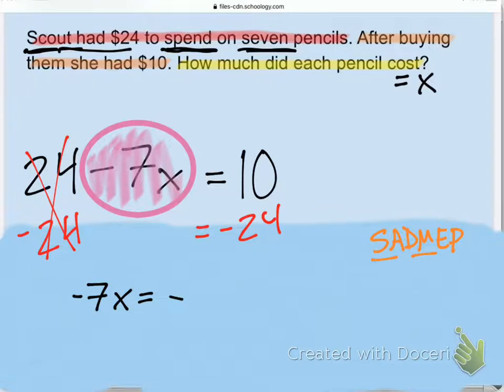And how much money do I owe in this case? 10 minus 24. So when we do this, if we used our number line, we would get negative 14. Exactly. So now I've got negative 7x equals negative 14. I'm going to give you guys a hint. A negative and a negative make a what? When you multiply or divide negatives and negatives, not when you add or subtract, a negative and a negative make a positive.